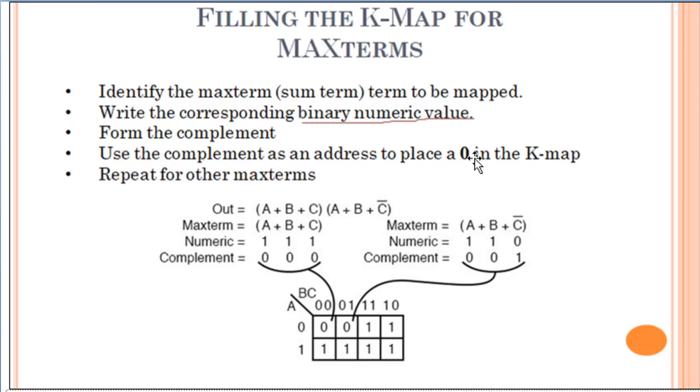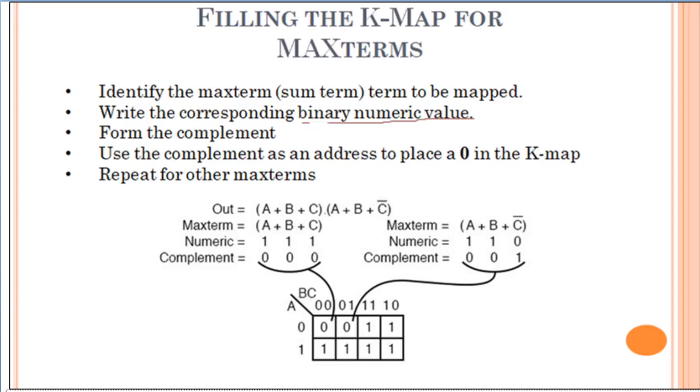Remember this, we have to put 0 here. That means for a max term we put 0, for a min term we fill 1. Clear? And this is an example for the max term. Suppose we have max terms from a plus b plus c to a plus b plus c bar. That means this function has three variables and two terms. Here the first term is a plus b plus c.